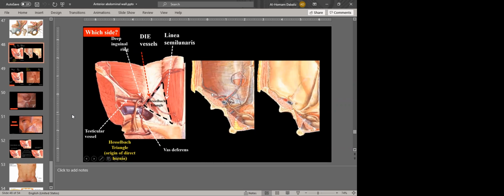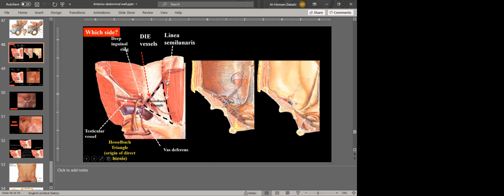The direct hernia is the one that happens through the Hesselbach triangle. The indirect hernia happens through the inguinal canal. Okay, and now let's talk about this more in detail. So let's start with the direct hernia because the name direct is more cool, I guess. The Hesselbach triangle is an anatomical area, and it's a triangle.